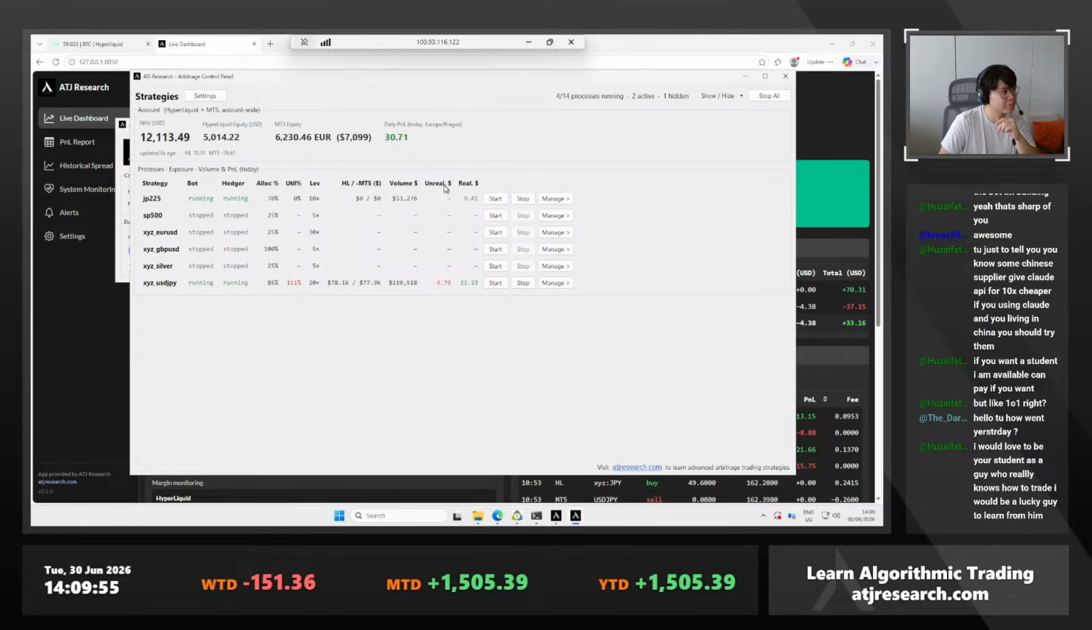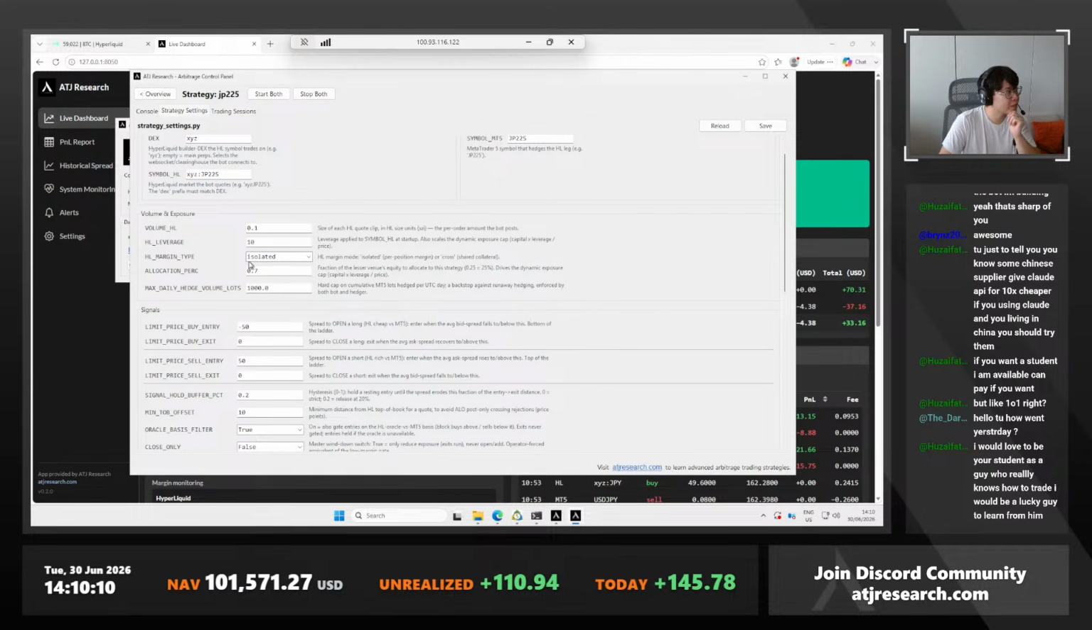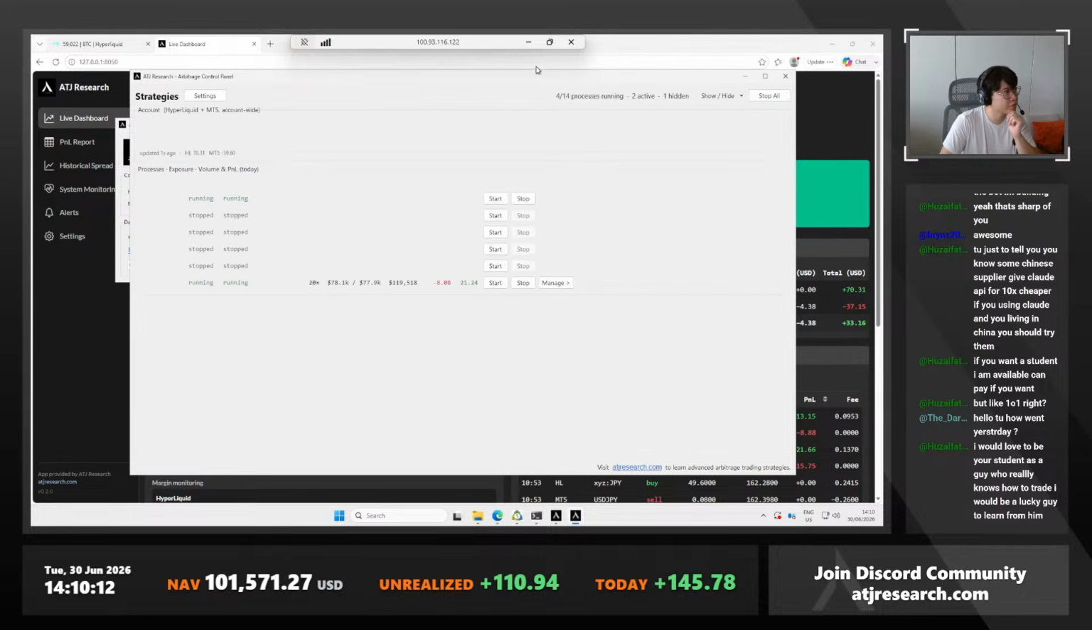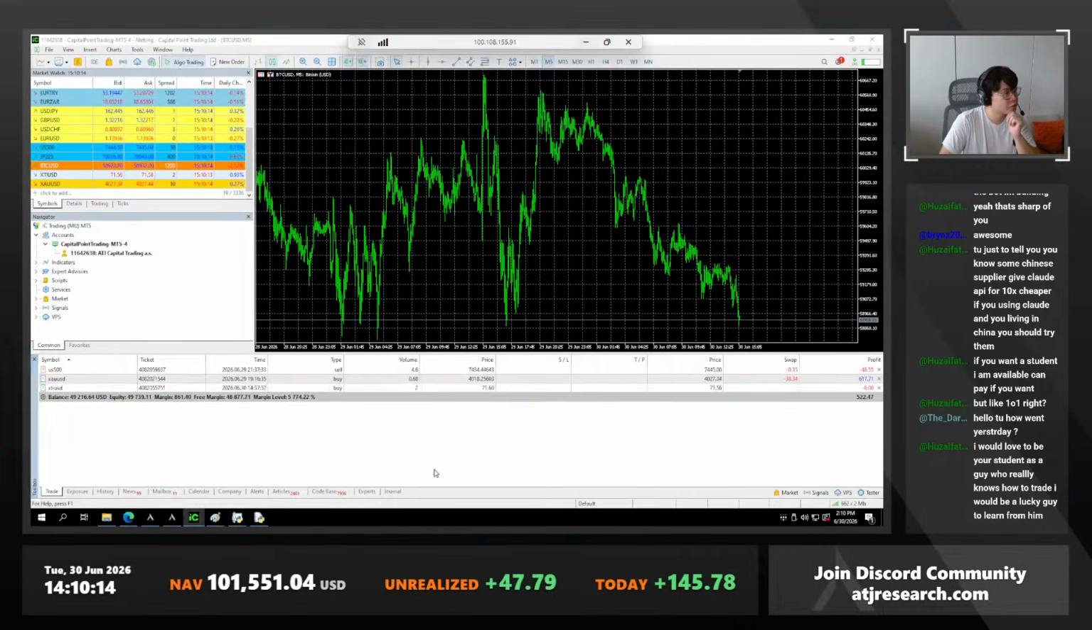I want to leave some open for JP because JP still makes very good return, right? But I think on JP we can still run that, even with 85% capital allocation, and maybe I can increase leverage here. Oh, it's already 1 to 10, so I don't have to worry about it here. And let's check crude oil.